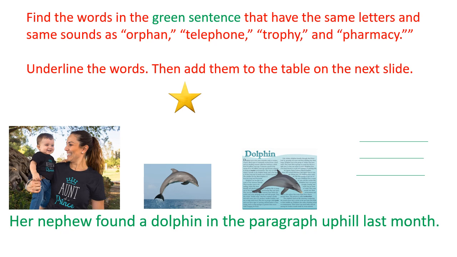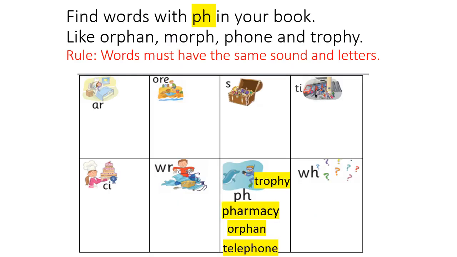So you will take each of these green lines and put it under the words that have PH and that make the F sound. After that, you can add them to the table on the next slide. So these are the words that have PH, and that PH makes the F sound. We put those words in the PH box here.